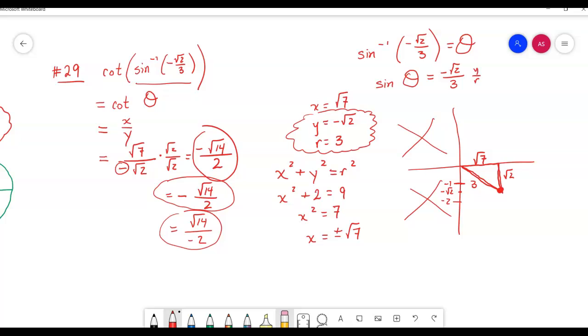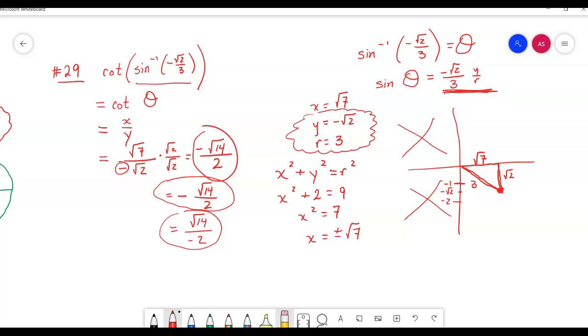Okay, so that takes us through number 29. My hope is you start to see, okay, I see the pattern. I'm given 2 of the 3 values. Be careful, know where the inverse function lives so that you know the signs are correct for x, y, and r, and then finish evaluating.